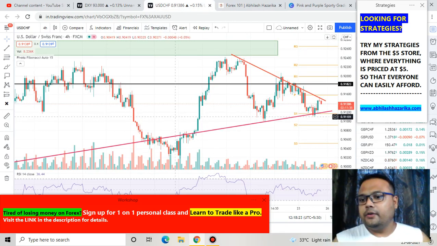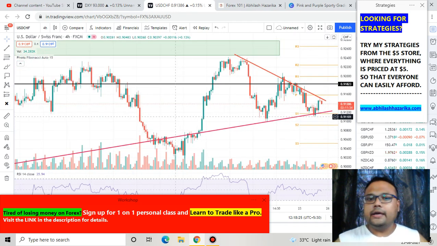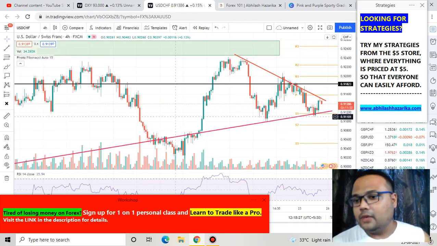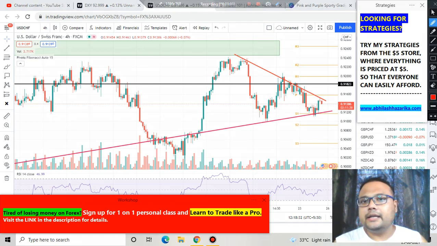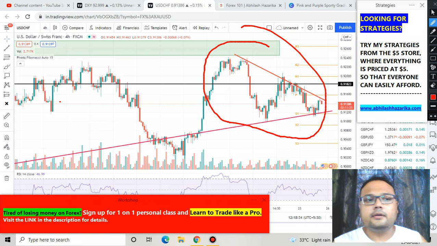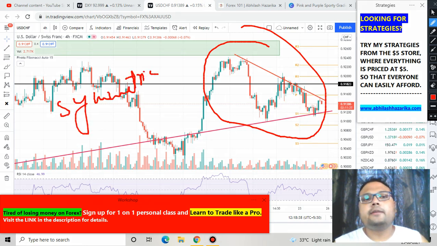So this is the chart of USD CHF in front of us right now. So we have understood what these levels are. So what should be our strategy then? If we just look at these lines here, then it looks like a symmetrical triangle pattern. It looks like a symmetrical triangle pattern.